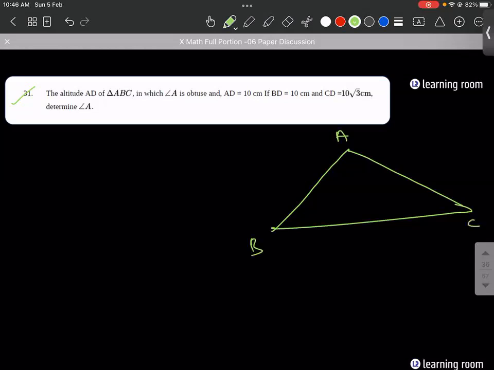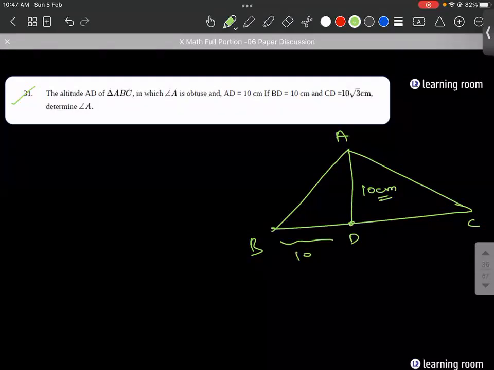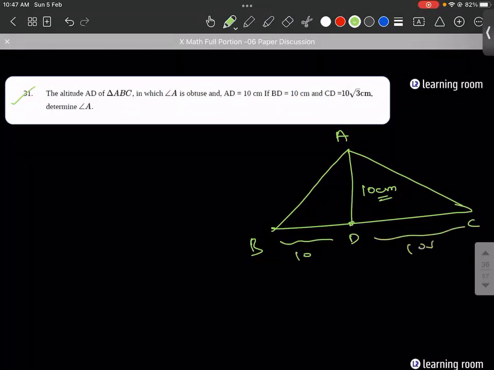ABC is a triangle. AD is the altitude. Angle A is obtuse. AD is going to be 10 centimeter. BD is going to be 10 centimeter. It forms an isosceles triangle. And CD is equal to 10 root 3. Now tell me, this is 10 and this is 10. How much will this angle be? This is 45. This is also 45. This will be 90.